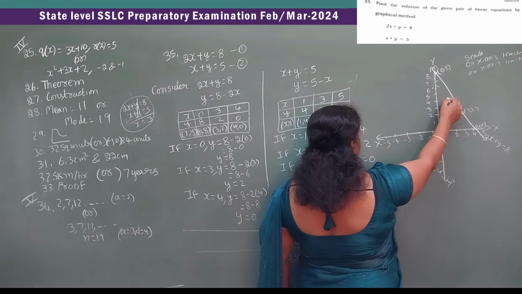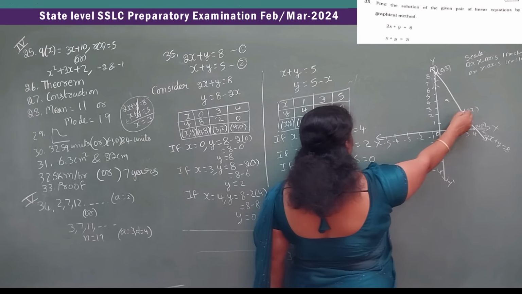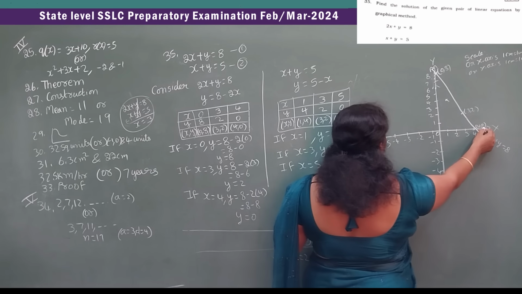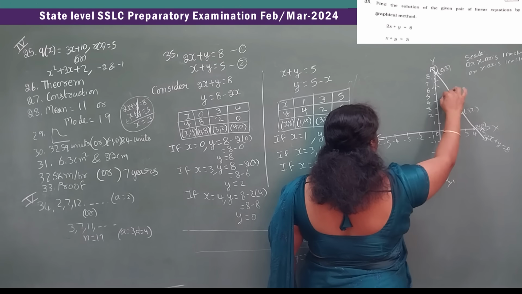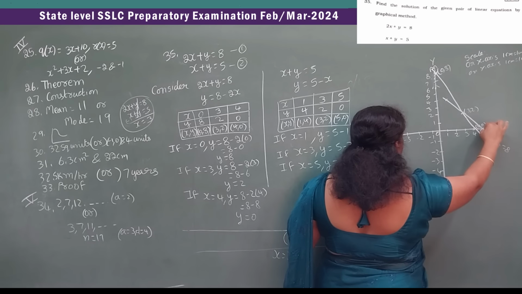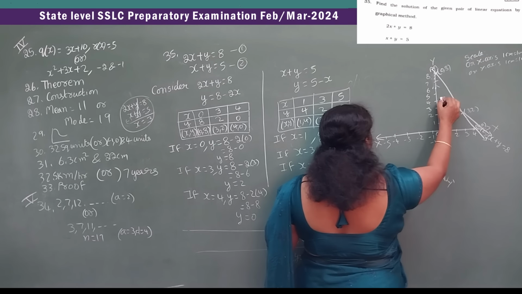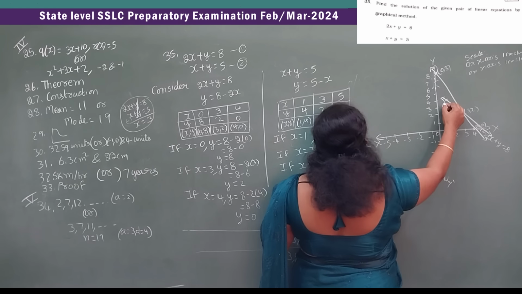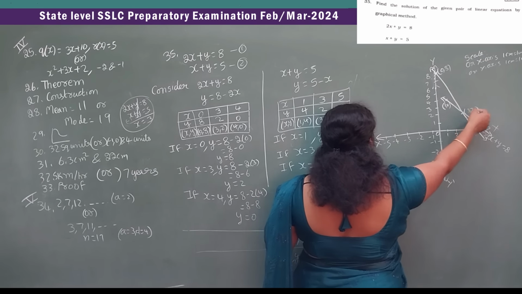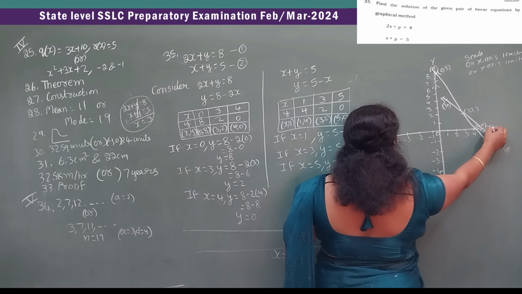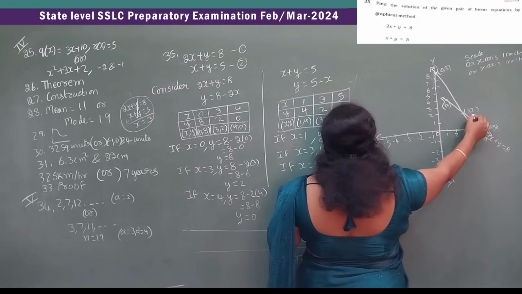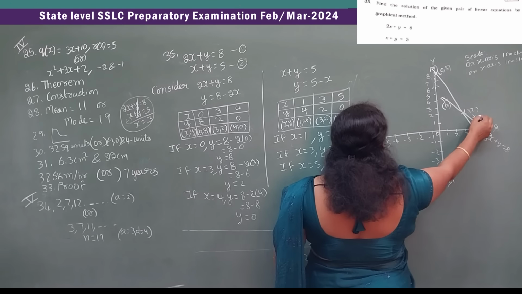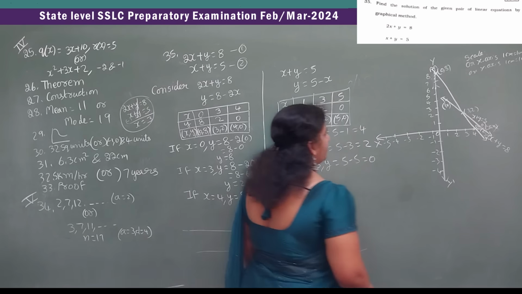Coming to another one: 1, 4. That means here, 3, 2, the same point, and 5, 0 here. So again, draw this. This is a line. Now this one: 1, 4, the same coordinate, and here it is 5, 0. And write the line equation: x plus y is equal to 5.